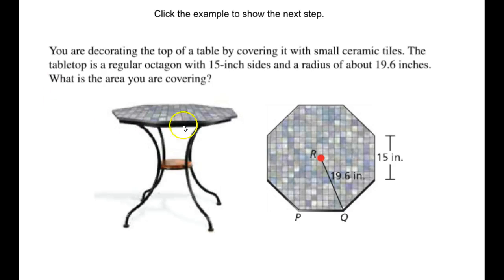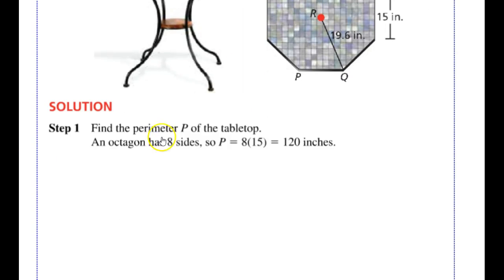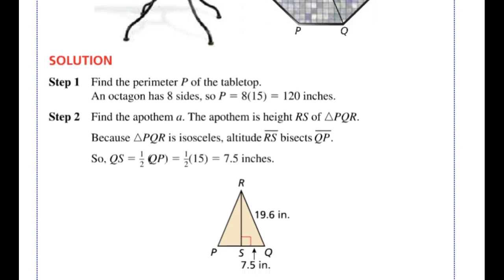Now here's a real-world example dealing with different polygons. I'm decorating the top of a table by covering it with small ceramic tiles. The tabletop is a regular octagon, so I know I have 8 sides with 15-inch sides, and a radius of about 19.6 inches. What is the area you are covering? The first thing I want to do is find the perimeter of my tabletop. Each side is 15 inches, so I can just multiply that by 8, which gives me the perimeter of 120. Now I need to find the apothem.